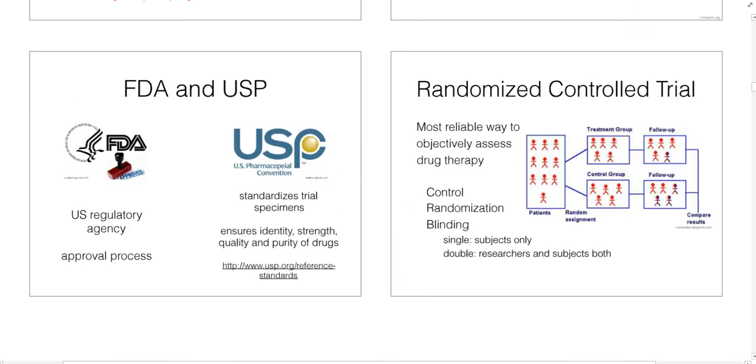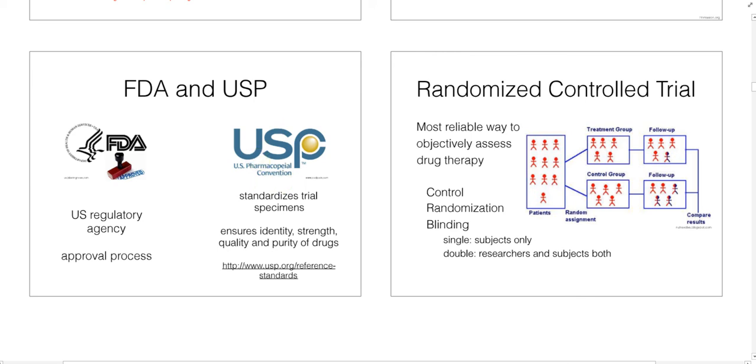The FDA is a U.S. regulatory agency that approves processes. The USP, the U.S. Pharmacopeial Convention. Where's the C? I don't understand why that's their logo. This standardizes drug specimens. Don't ask me what that means. It ensures identity, strength, quality, and purity of drugs. I don't think we ever talked about this after this slide, so I'm not going to bother too much with it.